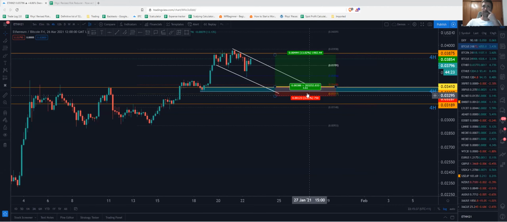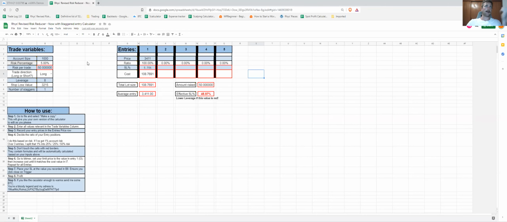So that's why I am a really big fan of it. I do a lot of staggered entries. That's why I built it. So hopefully you guys get some use out of it too. So we'll come over and we'll have a look at it. So I'm just going to do it based off this trade. Now the trade doesn't really matter, but I'll walk you through the calculator.